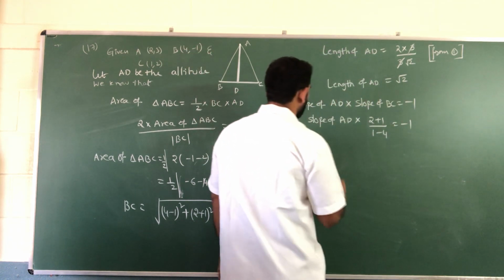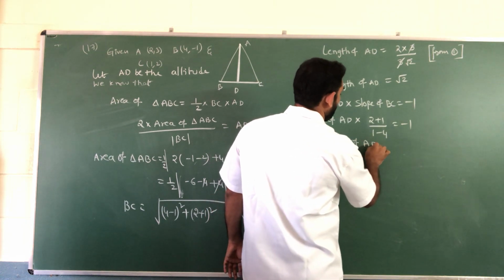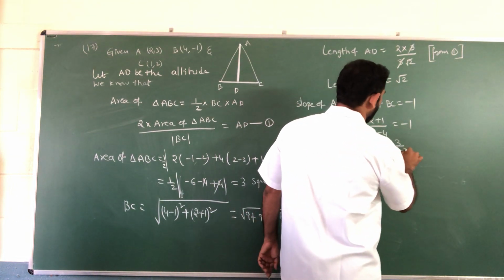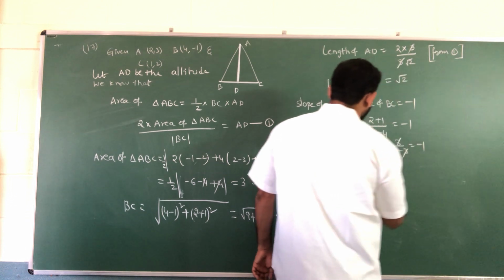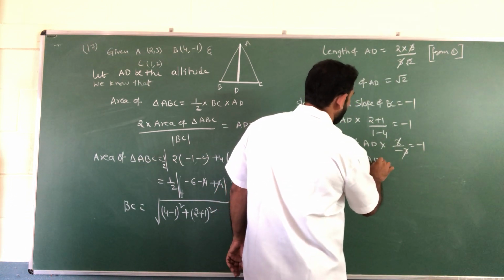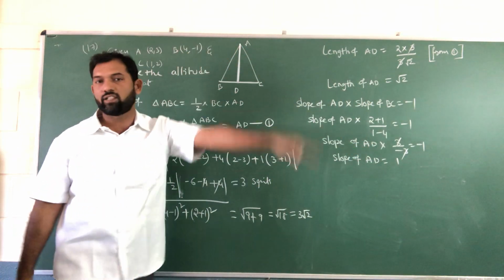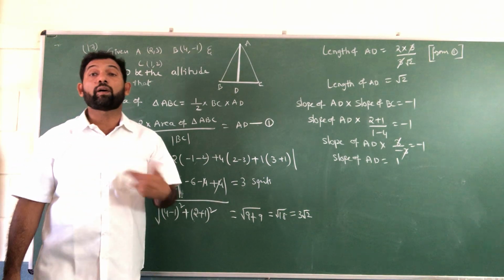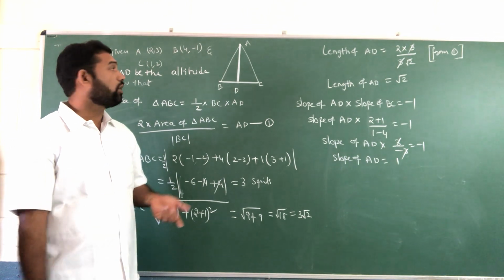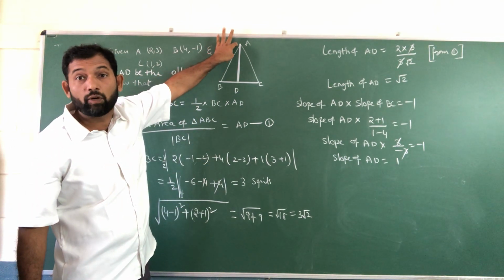So 2 minus of minus plus 1, next 1 minus 4, is equal to -1. So slope of AD into 3 by -3 equals -1. So getting cancelled, what are we getting? Slope of AD is equal to 1. The -1 cancels on the right-hand side. So slope of AD is 1. The AD line passes through what point? It already passes through the point A.